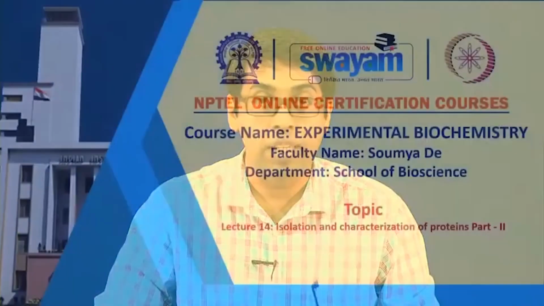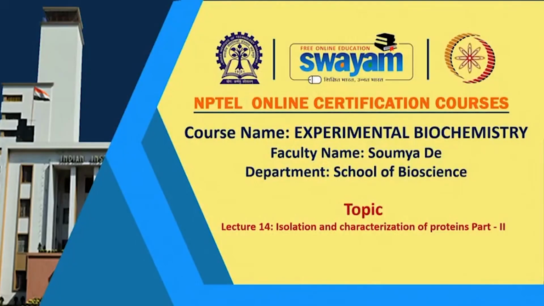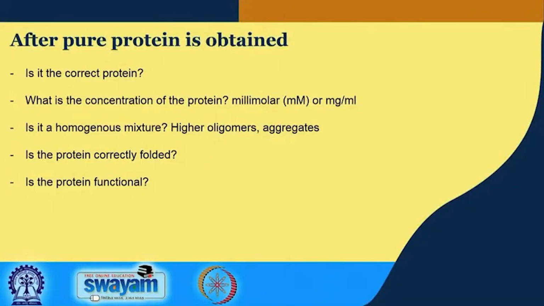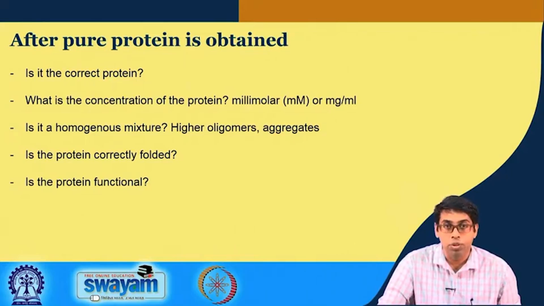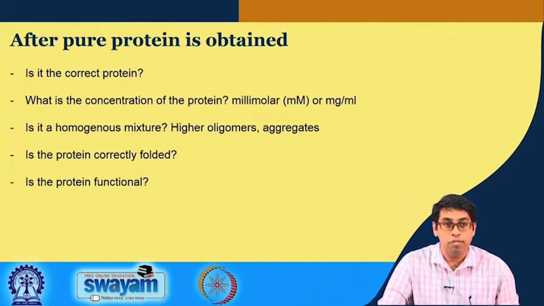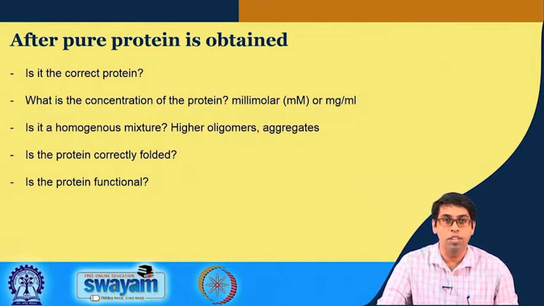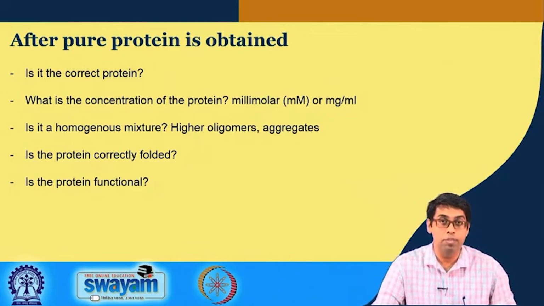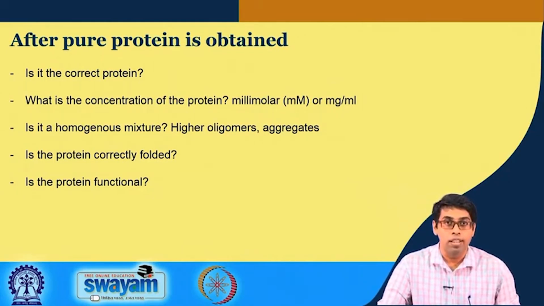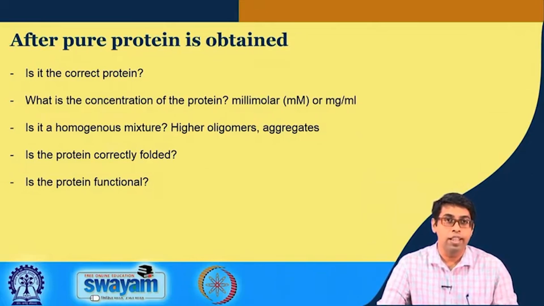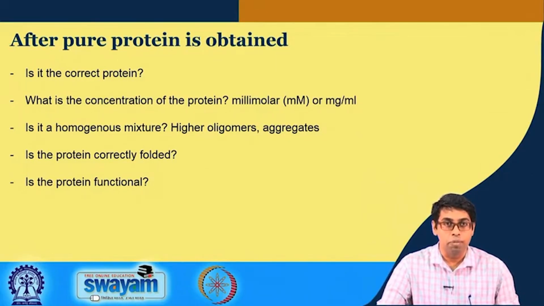Hello students. So, this is the second part of the lecture on isolation and characterization of proteins. In the last lecture I talked about purification of proteins. We saw that we can purify proteins by two methods. One is we can have an affinity tag on the protein, which makes protein purification much simpler, and the other is when we do not have any affinity tag. In that case, we need to purify protein through multiple steps.